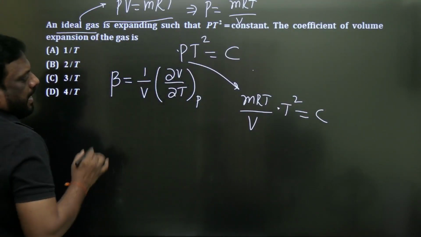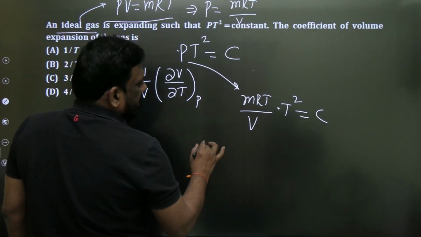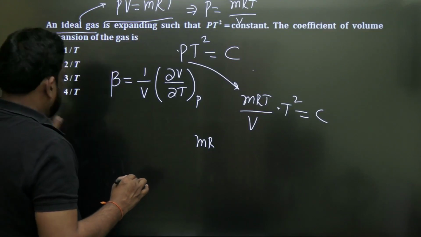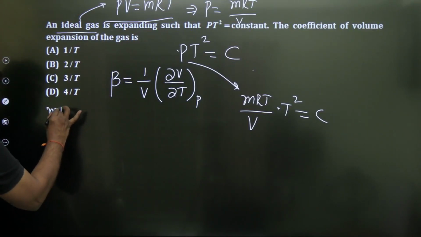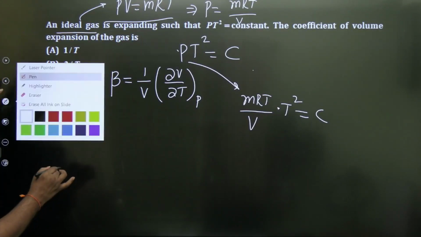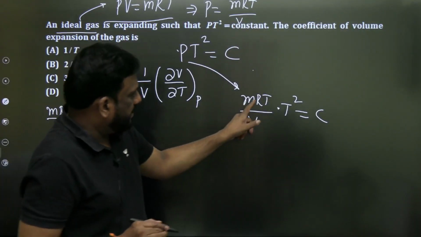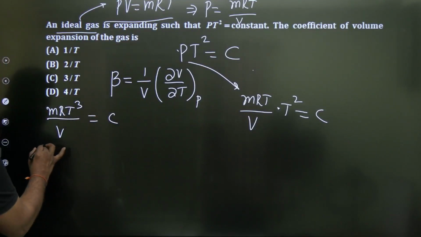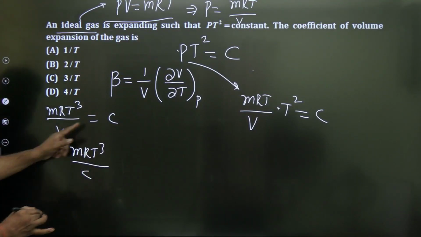No problem at all. Now look, what do you want? dou V by dou T. So I'll write this as mRT by V, and I'll use space effectively. Now mRT by V into T square, I'll write this as T cube. Why T cube, sirs? Because mRT into T square is T cube by V is equal to constant. Or V is equal to mR T cube by C.